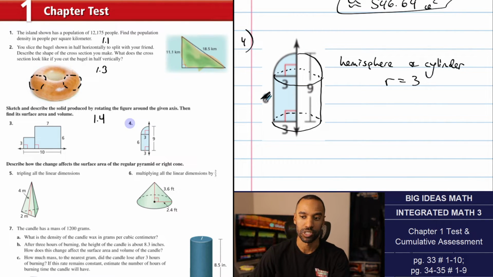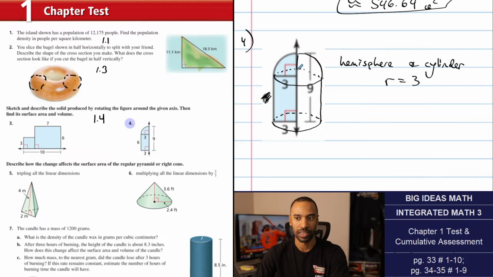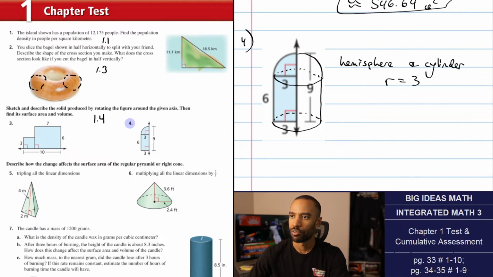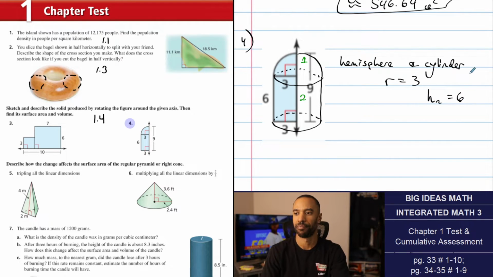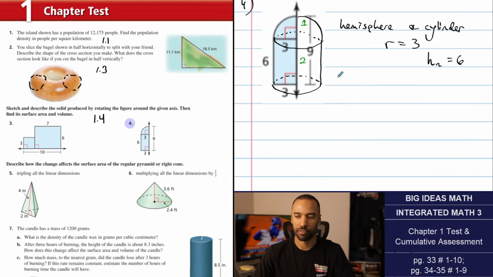It would have been much more interesting if they didn't give me that 6. We would have said this is 3 based on the radius of the hemisphere. That's 9. 9 minus 3 is 6. But they gave us 6, so we're good. So if this is object 1 and object 2, we need the height of object 2, and that's going to be 6. So let's do the volume and surface area of both of these.